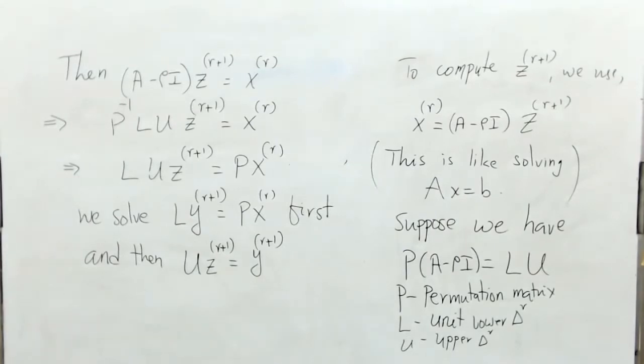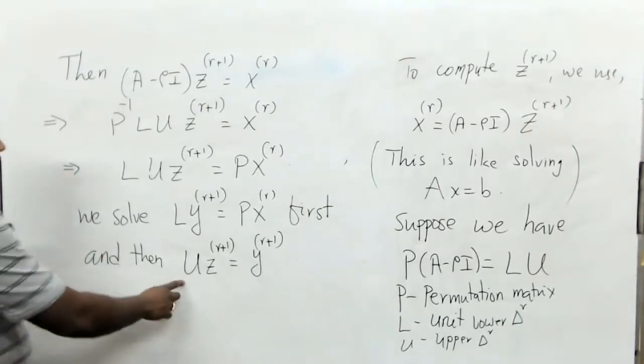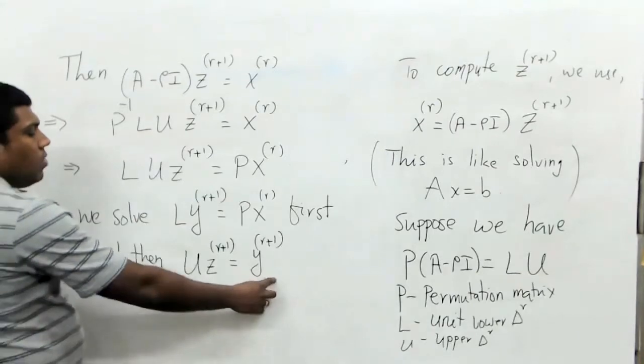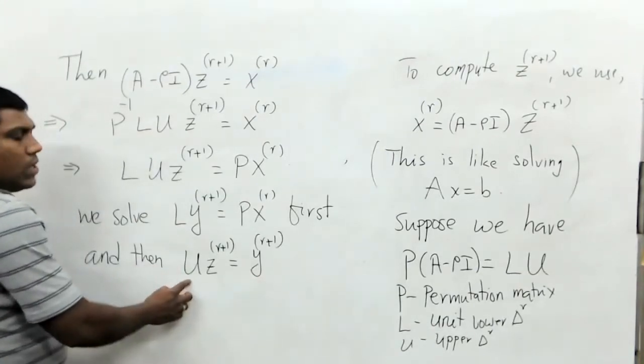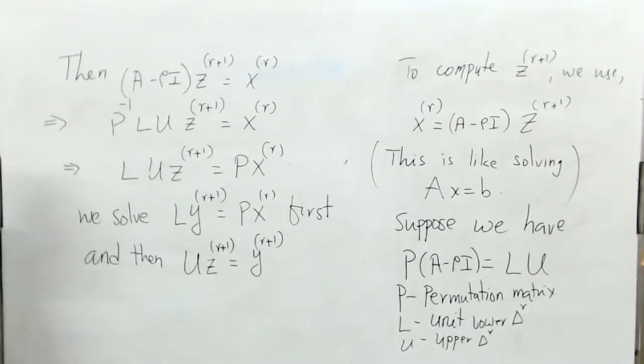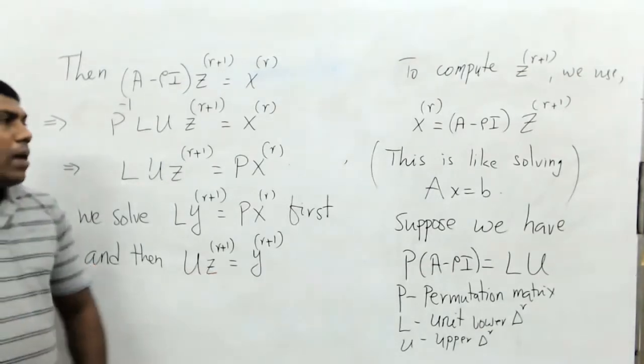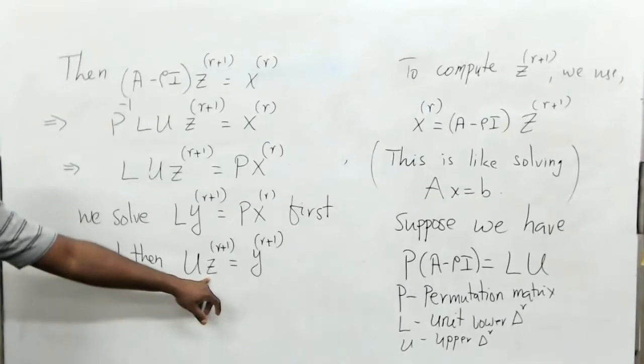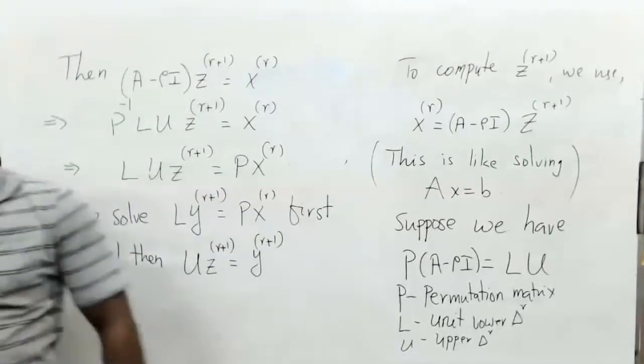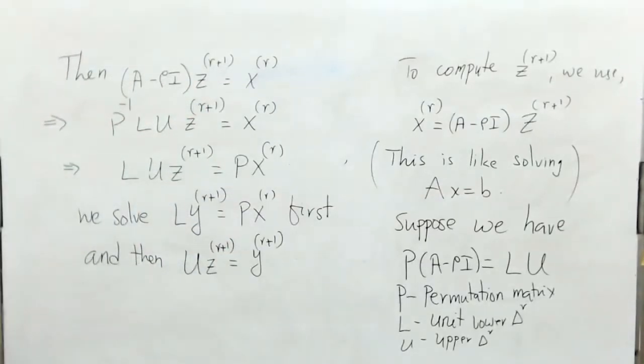Once you compute Y_{r+1}, then U times Z_{r+1} is equal to Y_{r+1}. U is an upper triangular matrix, so you do back substitution and solve it. Then you get Z_{r+1}. Once you get Z_{r+1}, you can go back to the iteration and compute the next step.